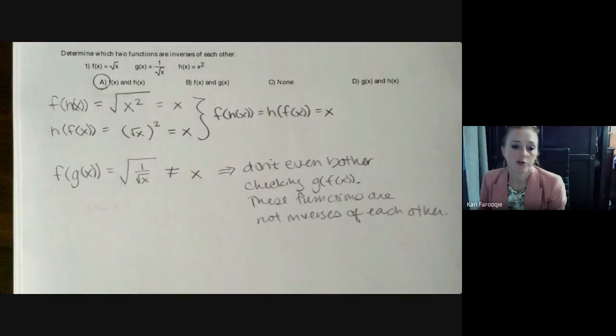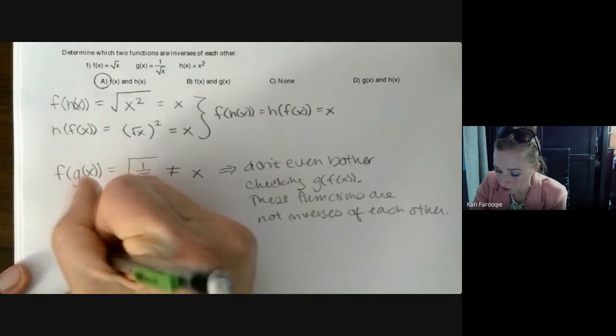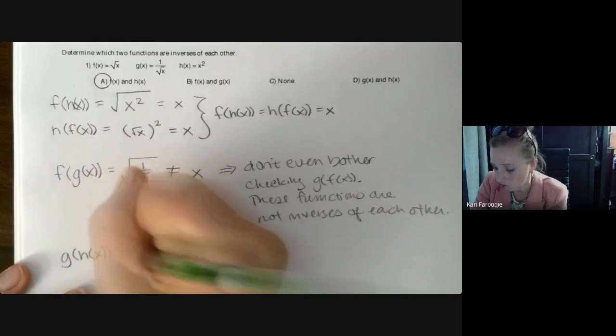And that will happen too. You'll check two functions, you check one composition, and it's definitely not equal to x. It doesn't matter what it is. If it's not equal to x, they're not inverses. So that means f and g can't be inverses. We already looked at f and h. If you wanted to look at g and h, you could try that in either direction. Let's just do it in alphabetical order.